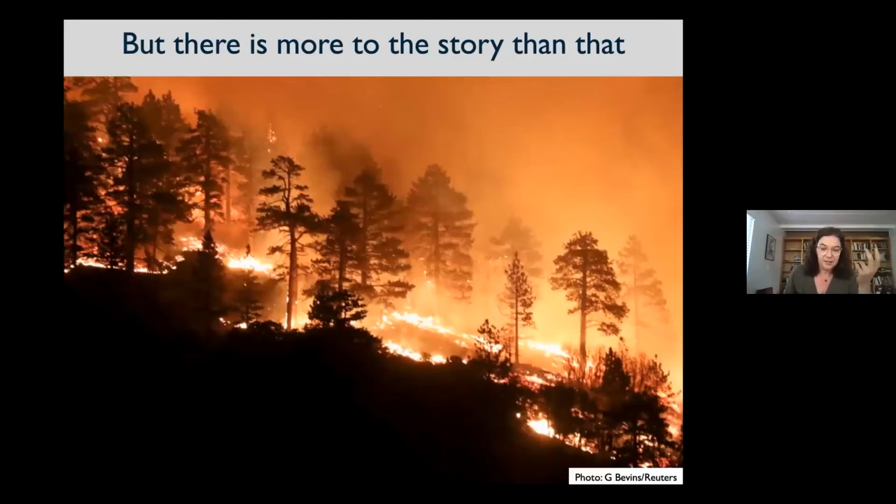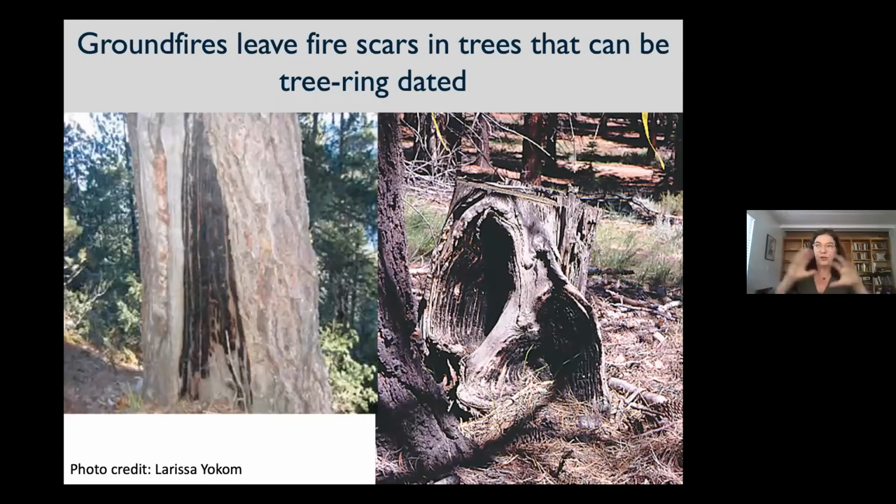Why is there more to the story than climate change alone? And that's where we come in with our tree rings. This is now a whole different way of using tree rings to study forests and history. So in this case, we're not looking at the width of the rings, but we're looking at the scars that are left by the fires in those trees.